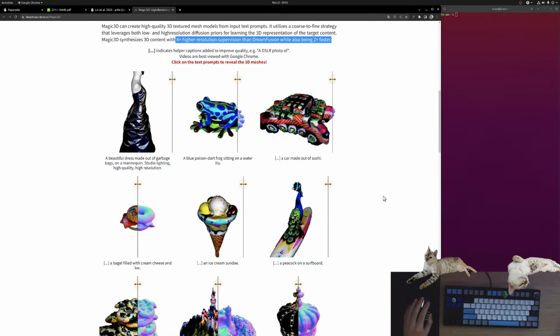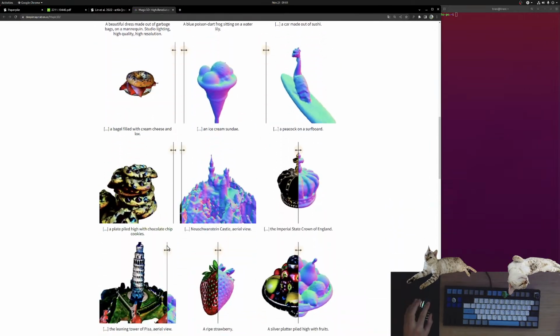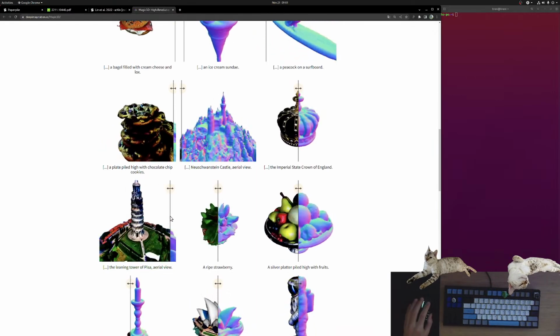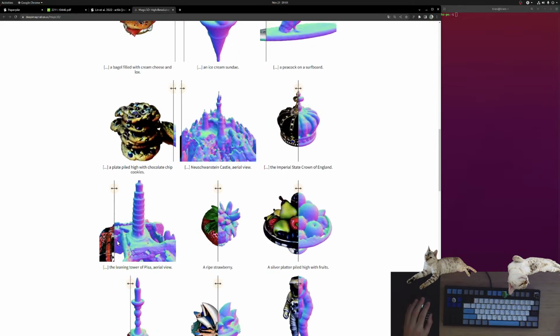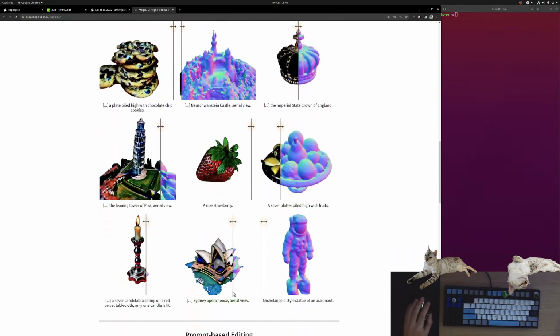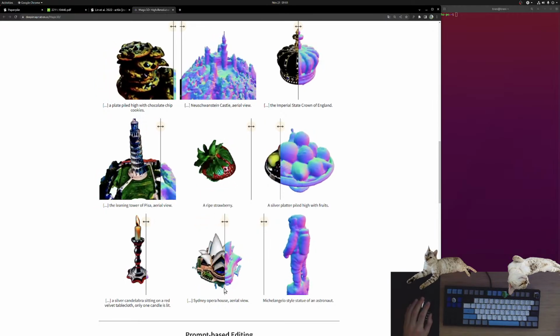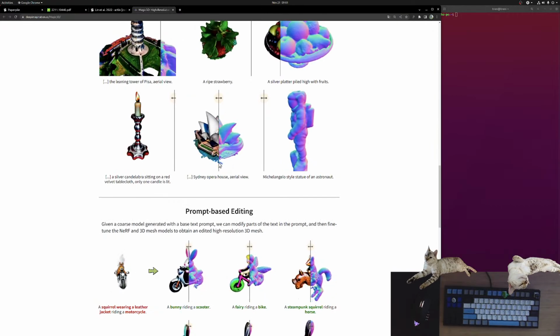Look at that, peacock riding a surfboard, a bagel, Leaning Tower of Pisa. That's quite impressive, right? So little artifacts here, like for example, the Sydney Opera House. You see underneath this model, there's this weird amorphous blob.